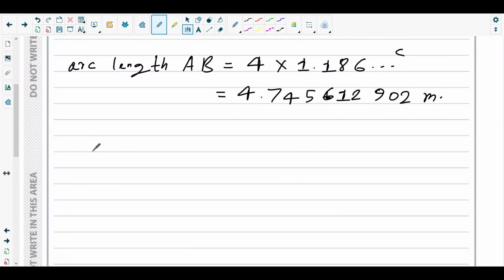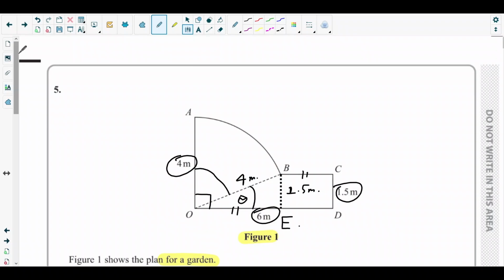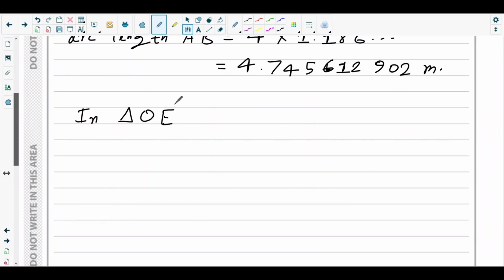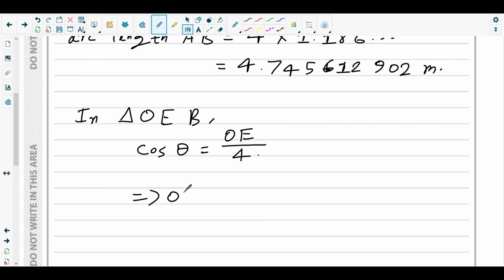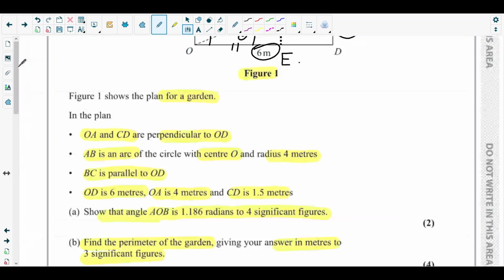So we can find out the length of OE using cos theta, the adjacent side. In which triangle? Triangle OEB. In triangle OEB, we can use cos theta. Cos theta equals the length of OE over the hypotenuse, which is what? 4, the radius. So the length of OE is 4 times cos of the value for theta we got earlier.